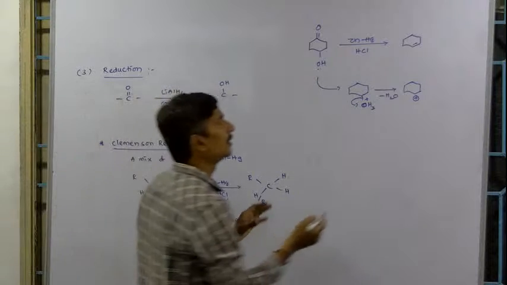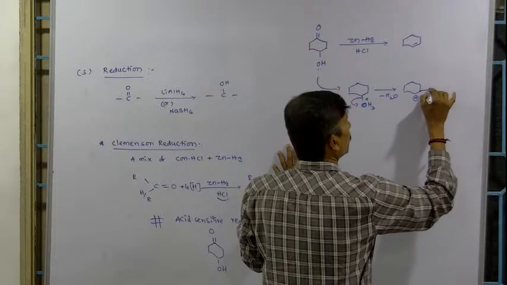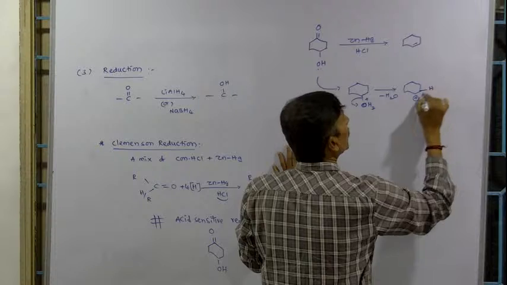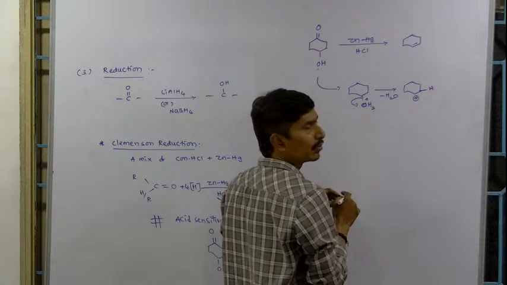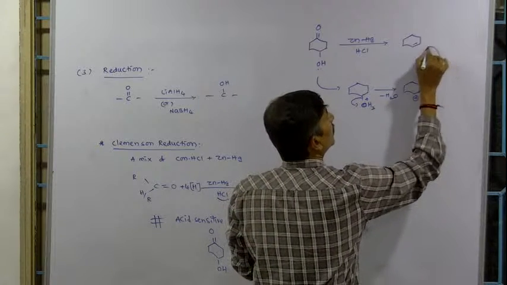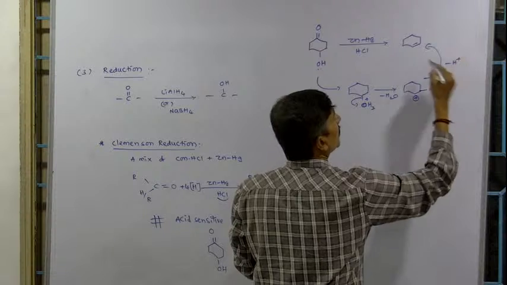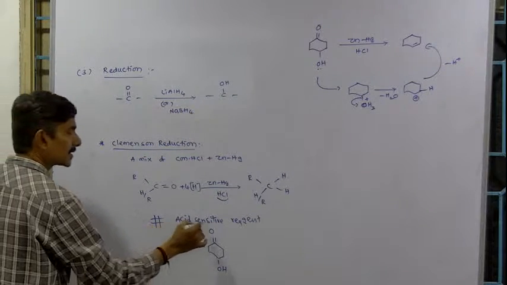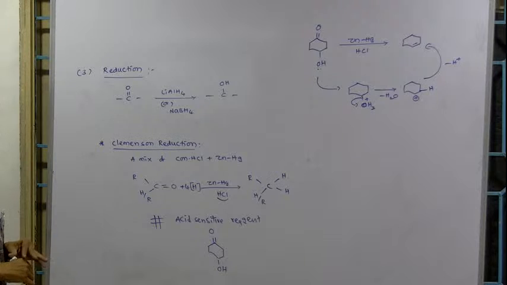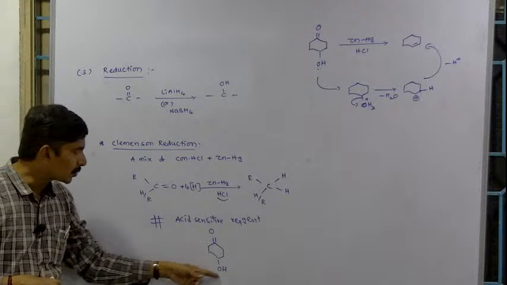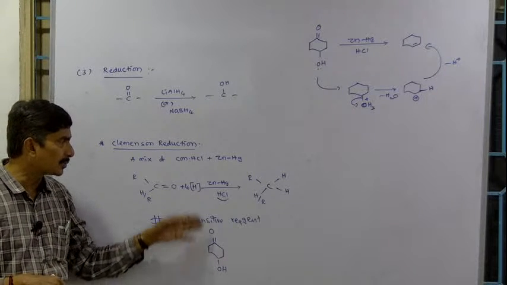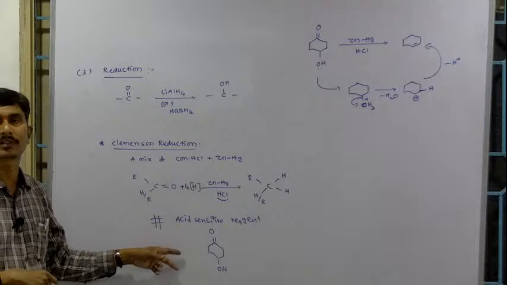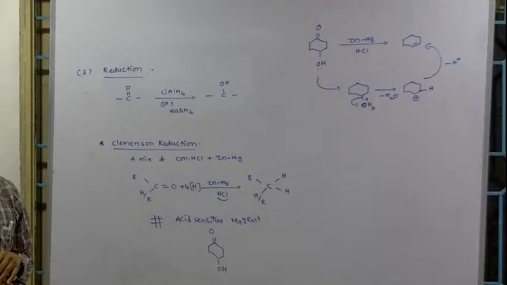If there is no supply of hydrogen atom, then any of these beta hydrogen atoms will be removed from either carbon atom, minus H plus ion, converting into what now? Alkene. So it is an acid sensitive reagent. So to remove this OH group, it is not possible to use the zinc amalgam because along with this, the OH group is also removed. Okay. Next one.